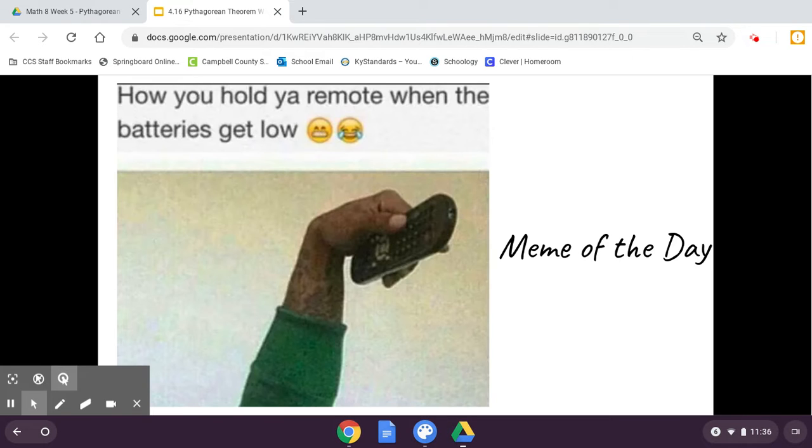All right. So today's meme of the day is how you hold the remote when the batteries are getting low. I don't know about you guys, but I totally did that yesterday and still haven't replaced the batteries.